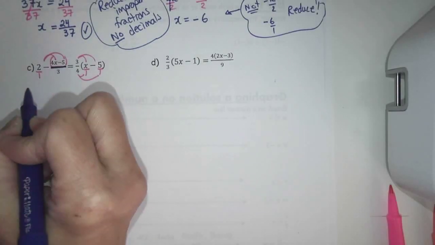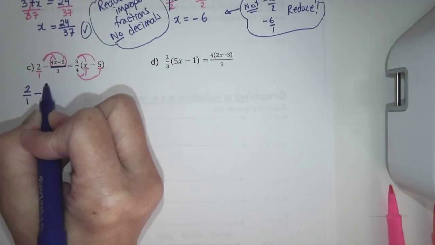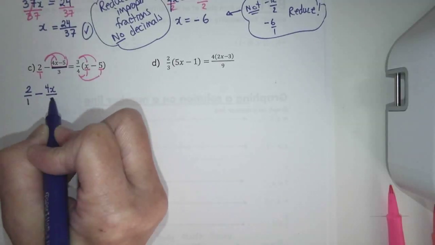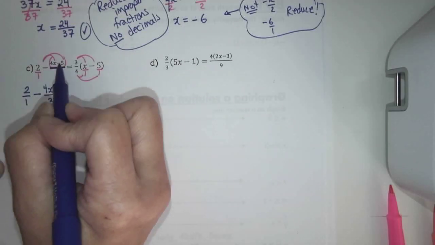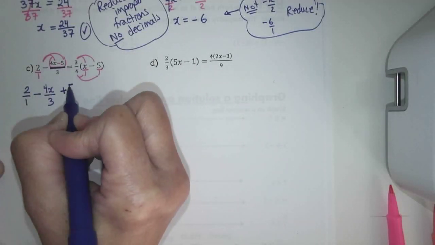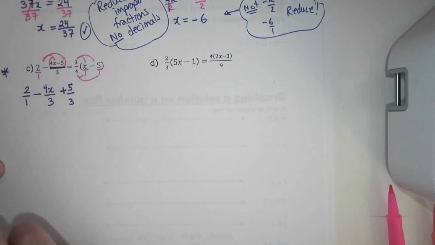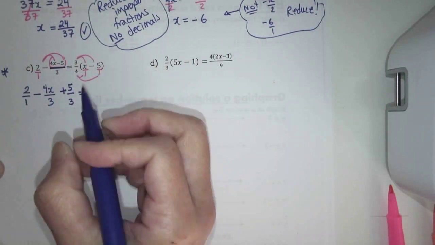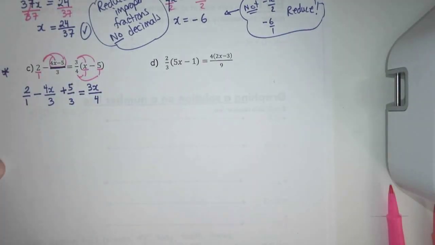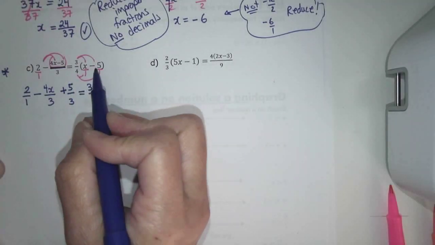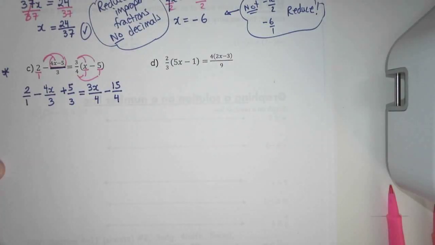Okay, let's rewrite. First I'm going to write 2 over 1, don't rush it, minus 4x over 3. This negative goes to this negative, so plus 5 over 3. Again, I'm going to star these, the tricky ones here. Equals 3 times x, so 3x over 4, 3 times negative 5, minus 15 over 4.